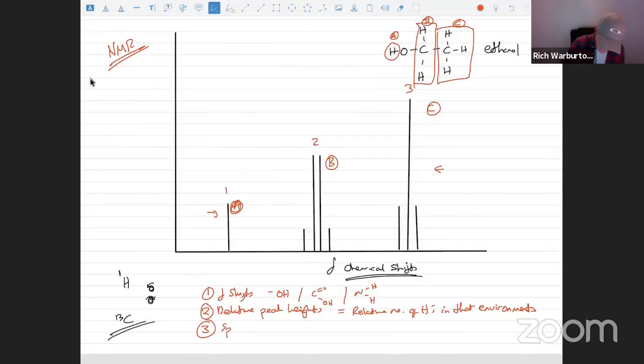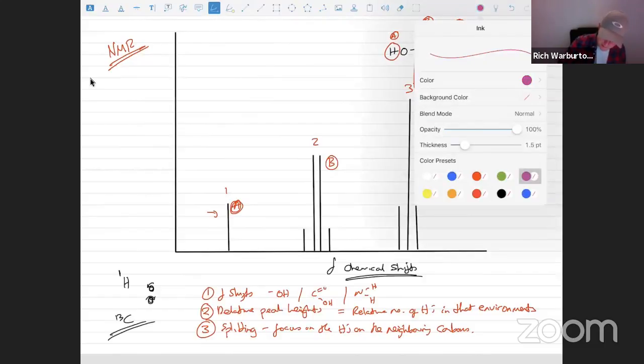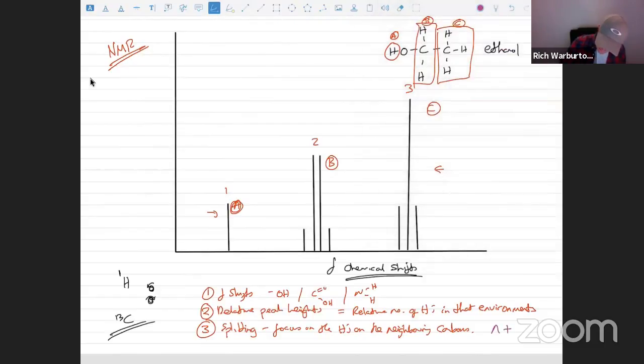So last thing, it can show you the splitting. Now the splitting of the peaks focuses on the hydrogens on the neighboring carbons. So it can actually tell us not only how many hydrogens you've got in that environment, but how many hydrogens are in the environment next door. So this is really like delving into the molecule and giving you lots of really good information. So the rule here, I'm going to put this in purple, is the N+1 rule.